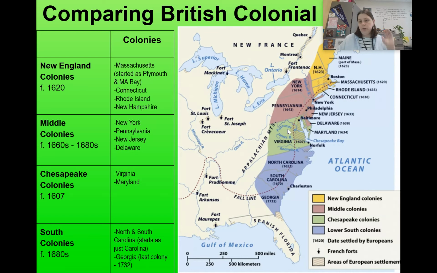So this list that I have here goes from north to south. It's not an order of settlement, which is the way that we did them in class, but just geographically from north to south. So at the top we have New England, that's in yellow on the map on the screen. Key central colony in New England is Massachusetts. Massachusetts starts out as two separate colonies, right?